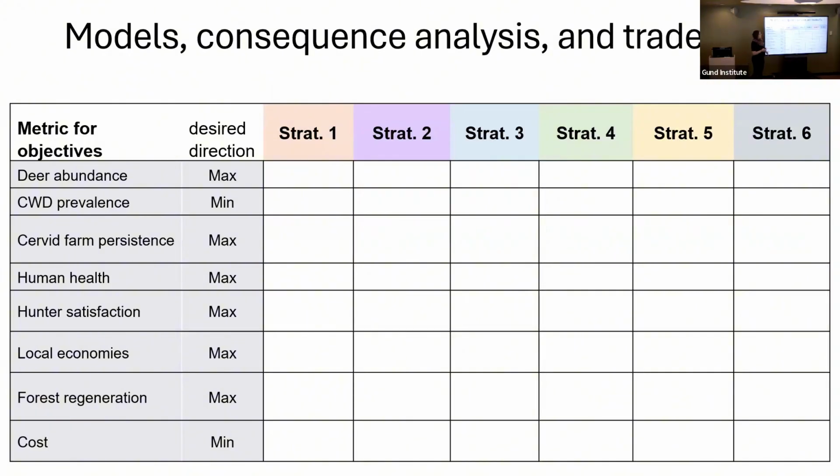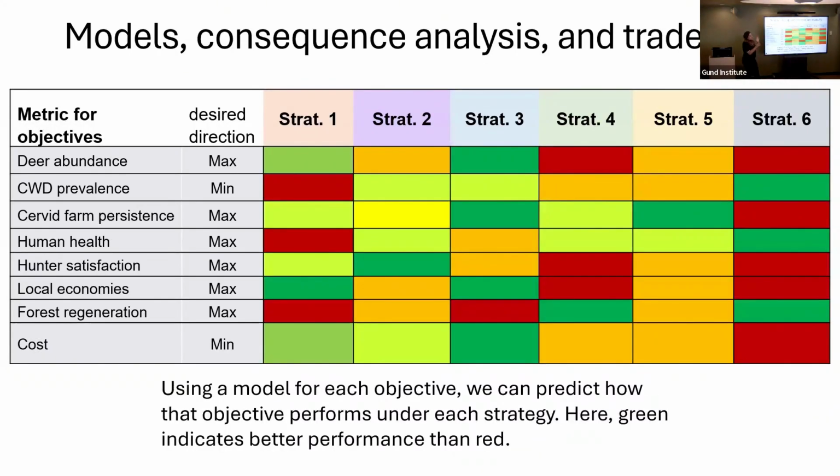And I can do that for every strategy. And so then for that objective, I can see, well, if all I cared about was deer abundance, strategy 3 gets me the most deer. Now we go on through the table, because all I care about is not deer abundance. In fact, I care about all of these things. So essentially the idea here is we have models underpinning each objective, and those will help us predict outcomes for each strategy. And in the end, you might get something that looks like this.